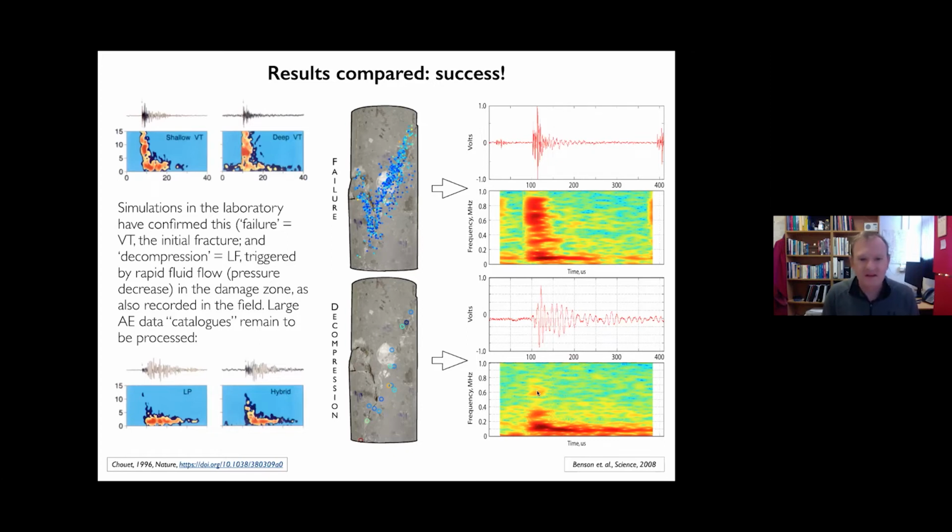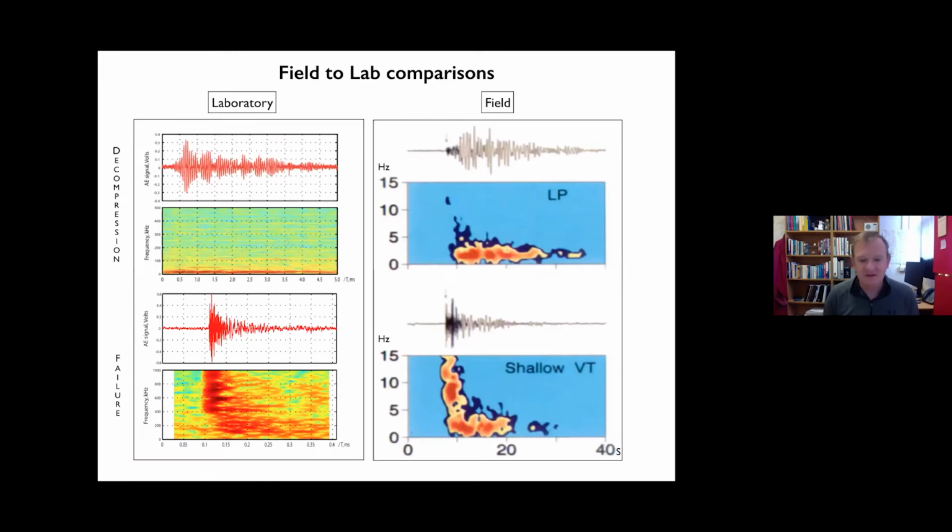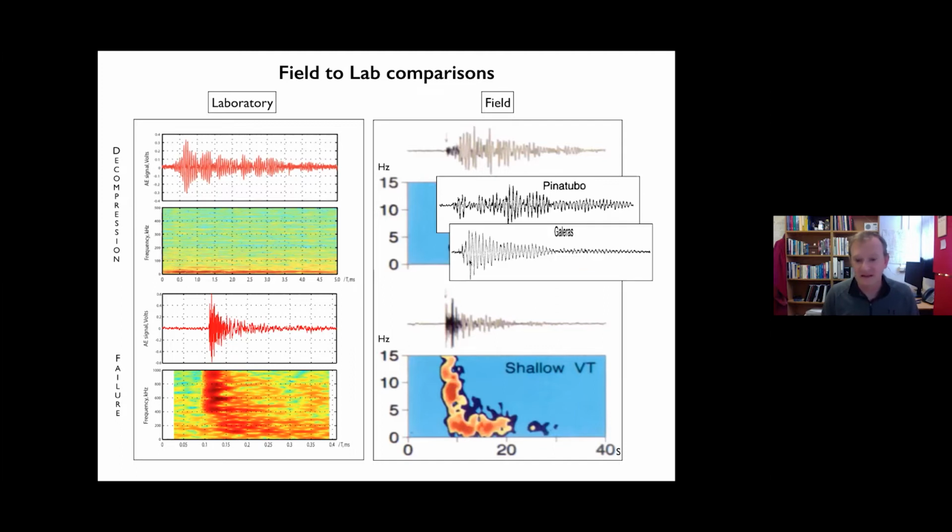So it worked pretty well. It is of course impossible not to make the comparison at this point with lab and field. On the left, laboratory data, on the right, field data. As you saw in the last slide, it works pretty well, and also for the volcanoes, so Pinatubo, some typical long period data, Galeras, again, all looks very similar to the kind of data we're recording in the laboratory using our fluid turbulence type model.